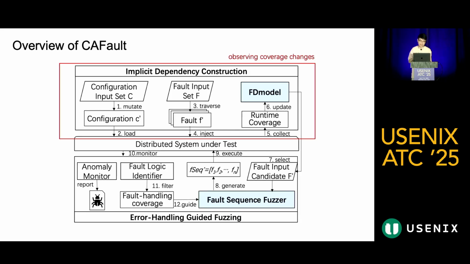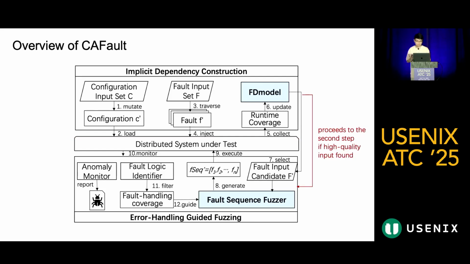This helps us understand which configuration items actually affect fault handling logic. It's worth knowing that in this process, we don't need to precisely know each coverage number for each fault operation. We just need to observe whether there is any change in coverage. That's enough to guide the process. If the current configuration leads to new coverage improvements in the fault tolerance mechanisms, it is regarded as a high-quality configuration, and then based on it, CAFault proceeds to the second step.